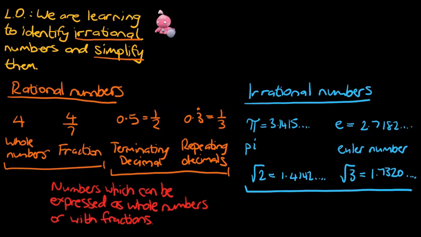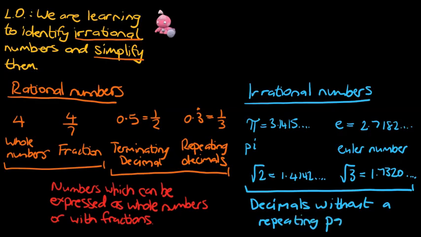So let's start talking about that. Another way to put it is decimals without a repeating pattern. And that there's what we mean by an irrational number.